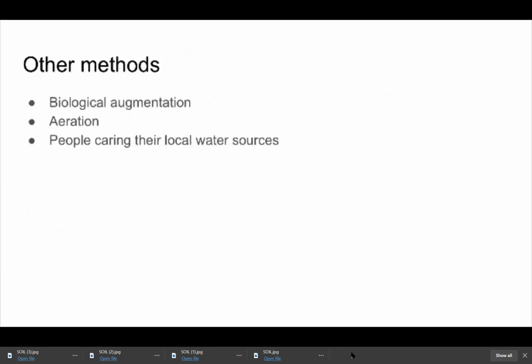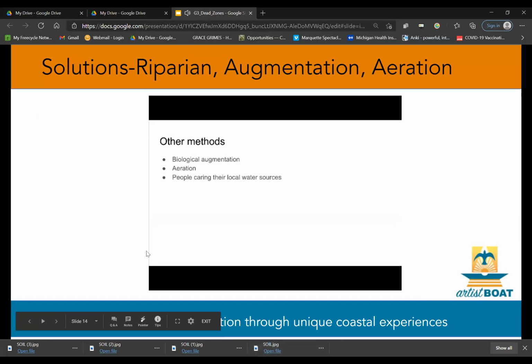So some other methods that could be used to stop these algae blooms is biological augmentation, which is basically the addition of bacteria cultures to the different water sources, which can help get rid of any contaminant that has entered the water. Another example is aeration. If we're talking about a pond, you could add aerators or fountains, which would keep the water moving within the pond, which would make it harder for these algae blooms to grow. And another thing is just people caring for their local water source.